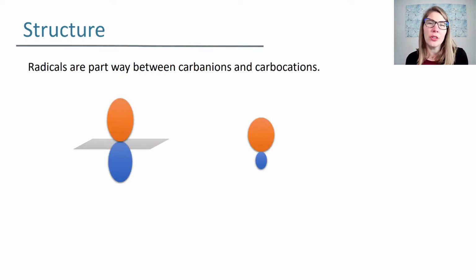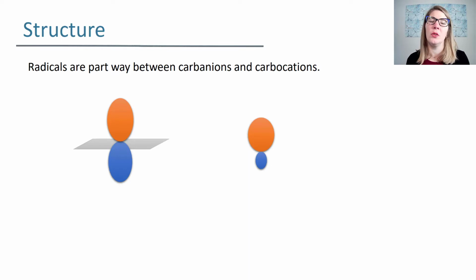Let's talk about the structure of radicals so that we can utilize this to help us figure out stereochemistry for future reactions. Radicals are going to have a structure that's partway between a carbanion and a carbocation. Well, that makes sense, right? If a carbanion has two electrons and a carbocation has a lack of electrons, so no electron pairs, then the radical is in between that, right, with one electron.